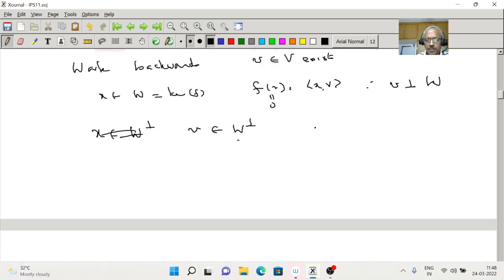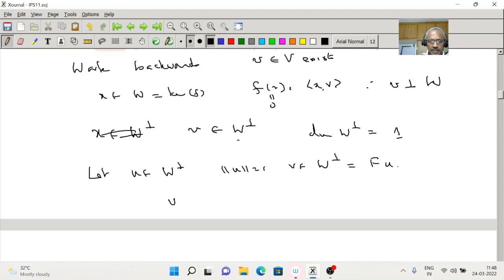Now, what do I know about W perp? I know W perp is of dimension 1. So, let u be a unit vector. Therefore, W perp is going to be the span of u. And what we saw is that my v must be in W perp. Therefore, my v must be some scalar lambda times u for a scalar in the field. Do you understand this? So to find v, what should I find? I should find what lambda is.